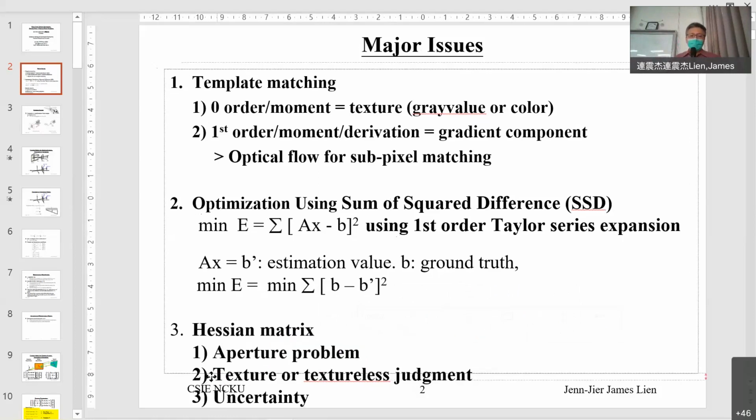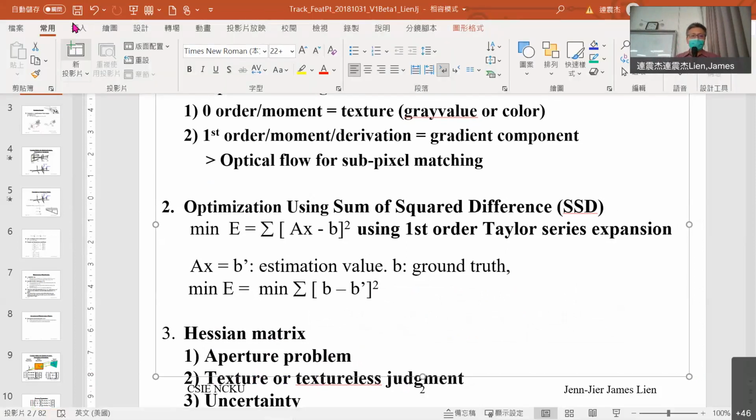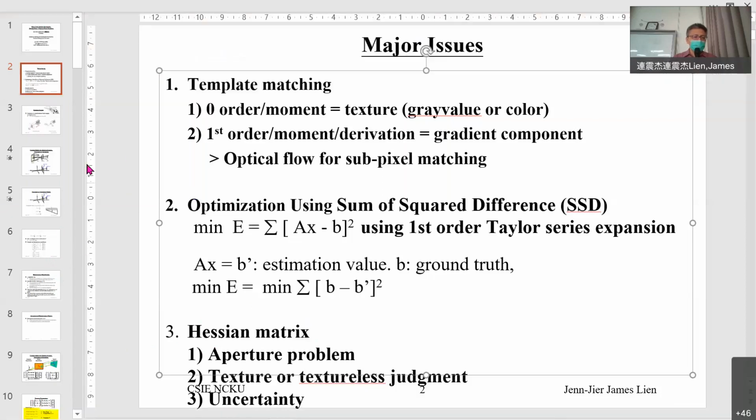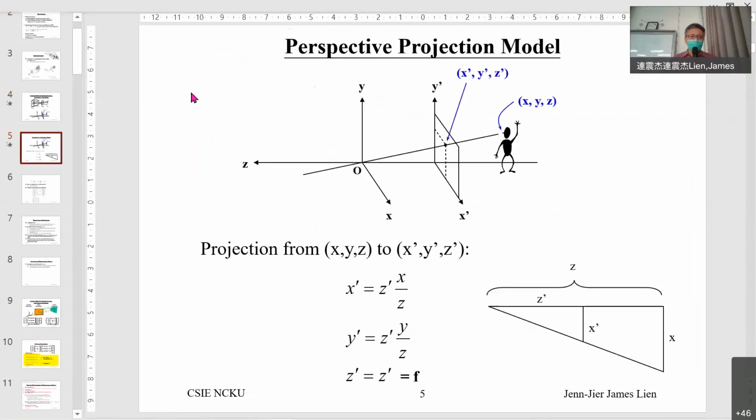The second is whether a good feature is a texture or textureless. Is it a good texture or not a good texture? And third is uncertainty, 不确定性. Stable and unstable, we can judge by the Hessian matrix. Keep talking, and I skip. Those are the basics I already talked about.